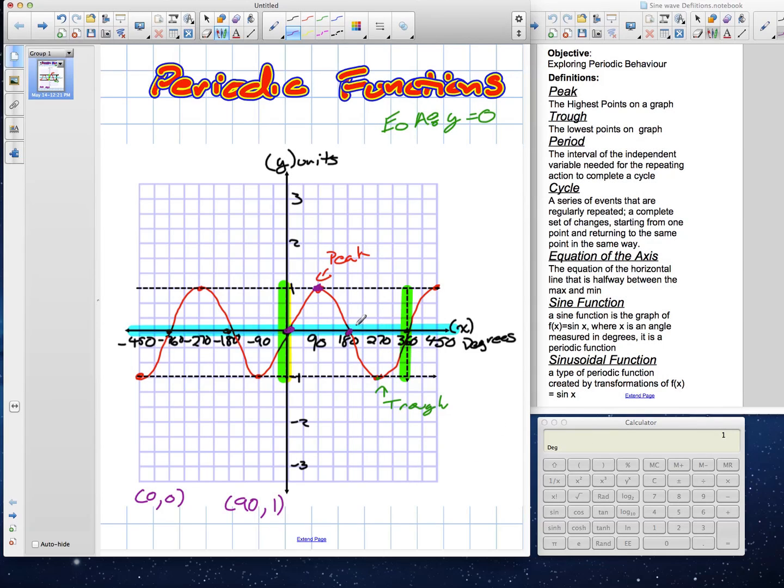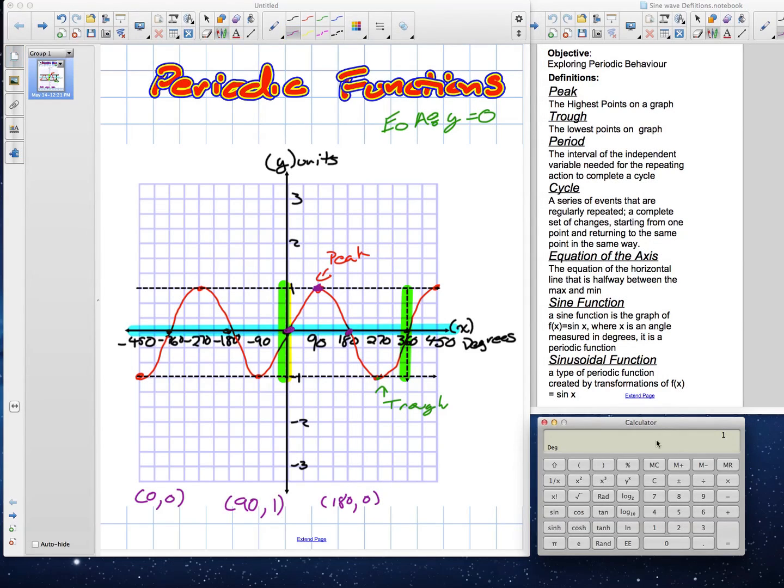Looking at this graph, that coordinate is 180 and 0. We're going to test it out by putting it in a calculator. If I put 180 degrees and then hit sine, I get 0. So there's another point. If you're ever really stuck with sine waves or even cos waves, which I may eventually ask you about, you can try to make sense of them by plugging numbers into a calculator.